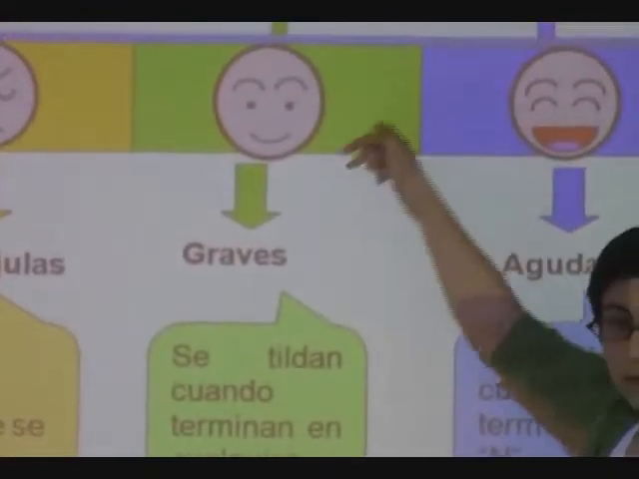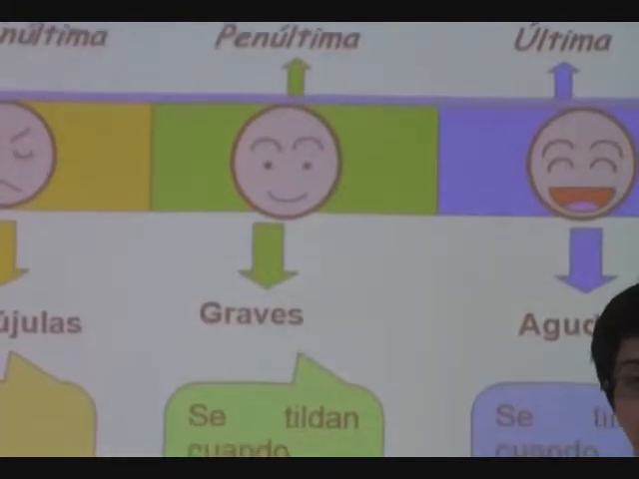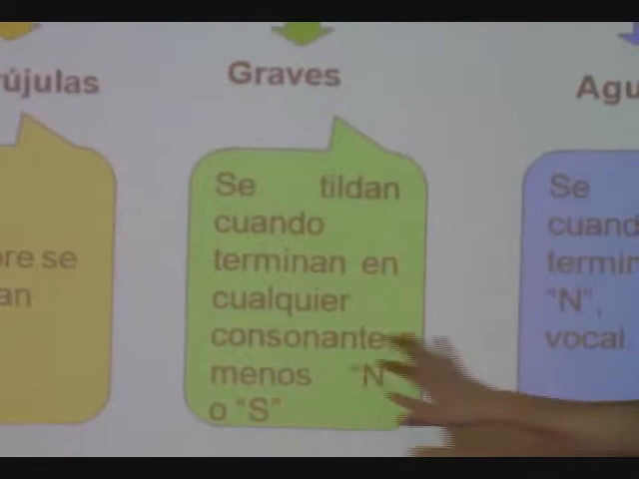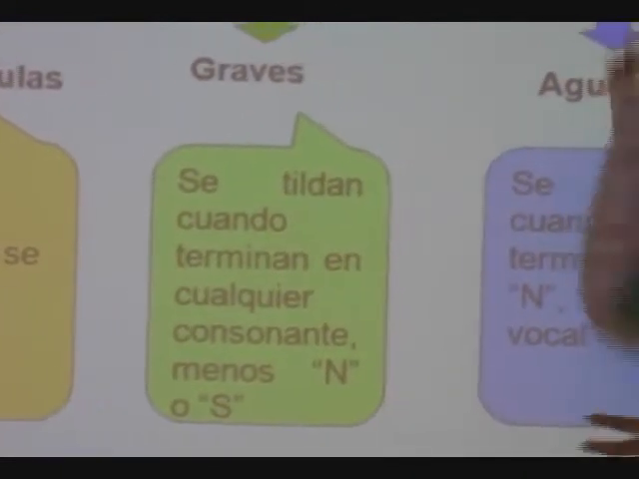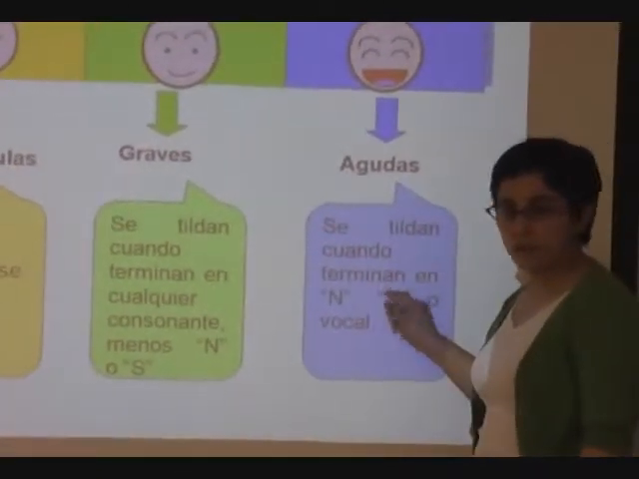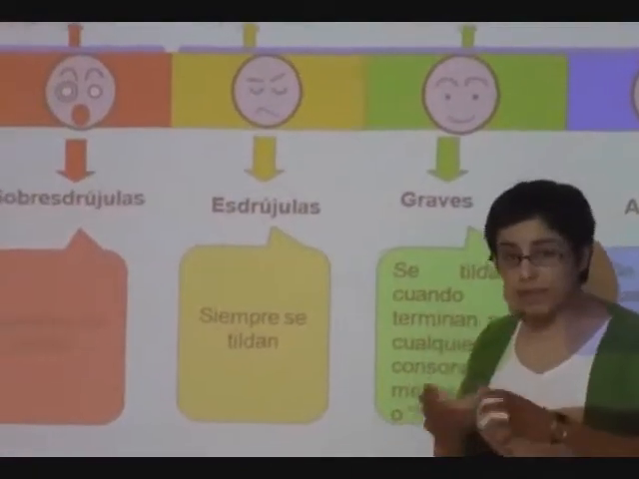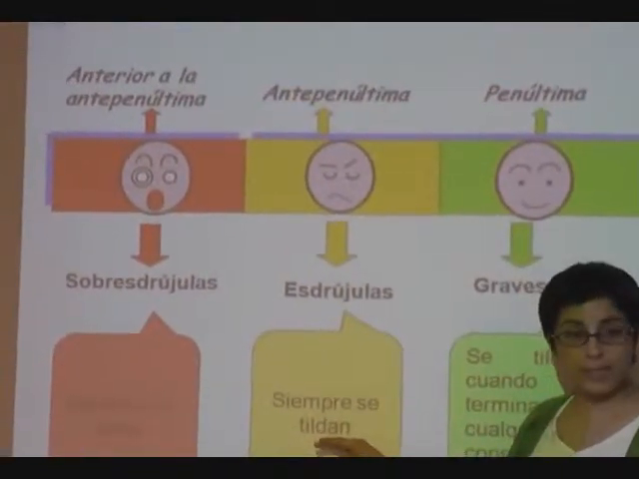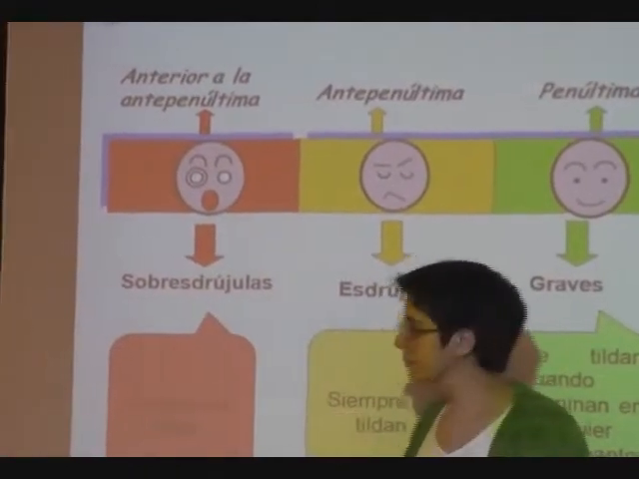Penúltima sílaba, or second from the last, those are graves. When do they get a tilde? When they end in something different from N, S, or vowel. So they need two things: to be stressed on the second from the last syllable, and not end in N, S, or vowel. Now, esdrújulas have the stress on the third syllable from the end, and they always have a tilde, and the same thing happens with the previous ones.